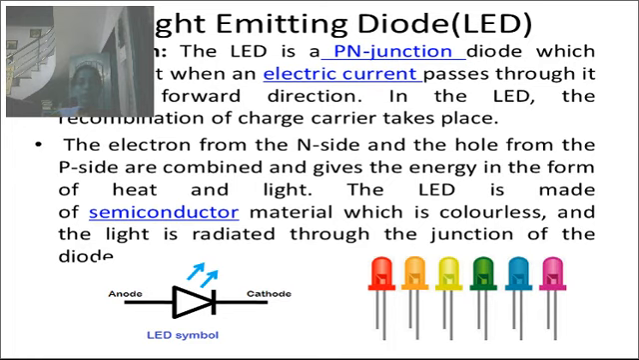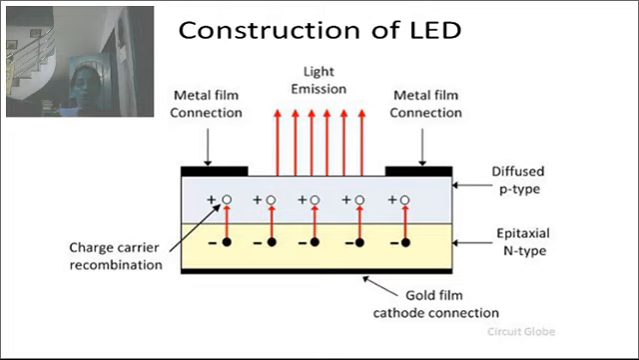Next, let us see the construction of LED. Look at the figure. This figure shows the basic structure of a light emitting diode. Here, an N-type layer is grown on a P-type substrate by a diffusion process. Then a thin P-type layer is grown on the N-type layer. The metal connections to both the layers make the anode and cathode terminals as indicated.